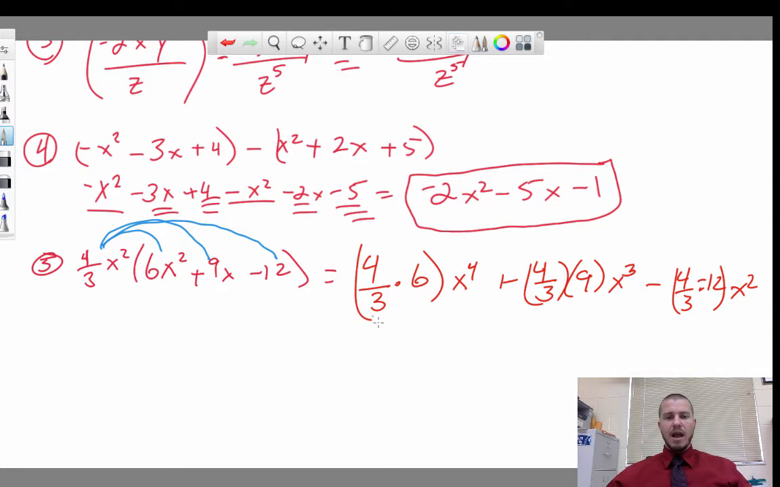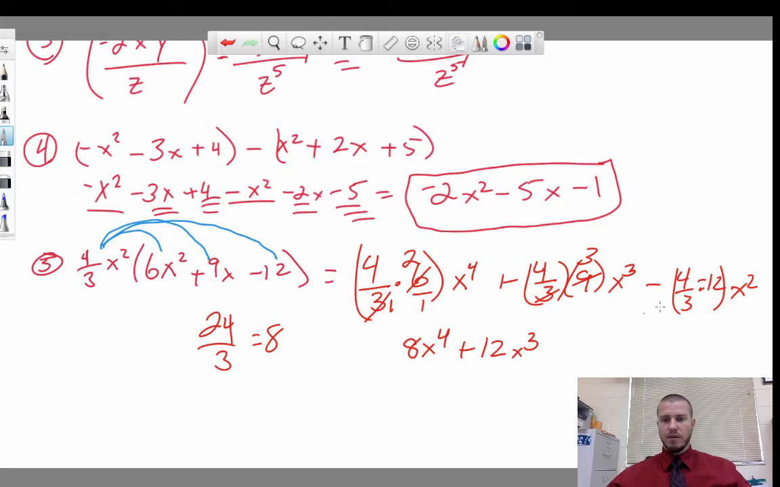So when I multiply, you can do it two ways. This is 6 over 1 multiplying fractions. You can multiply straight across. 24 over 3 becomes 8. Or you can cross cancel. The 3 goes into 6 twice. This is once. So 2 times 4 is 8. X to the 4th. 3 goes into 9 3 times. So this becomes 4 times 3 is 12. X to the 3rd.